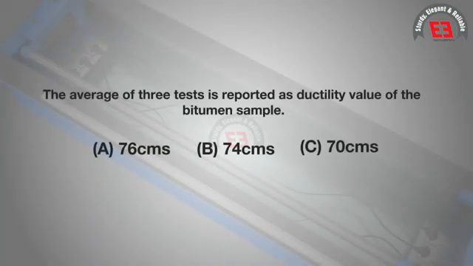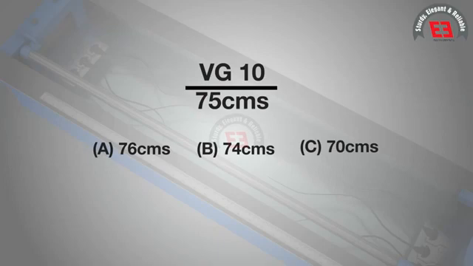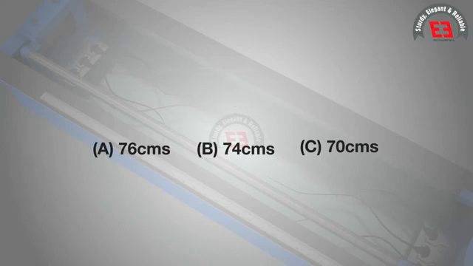Results: the average of 3 tests is reported as the ductility value of the bitumen sample. The 3 values should be within plus or minus 5% of the mean value. If the 3 values are not within the limit, but the 2 higher values are within plus or minus 5% of the mean value, then the mean of the 2 values is considered as the test result.